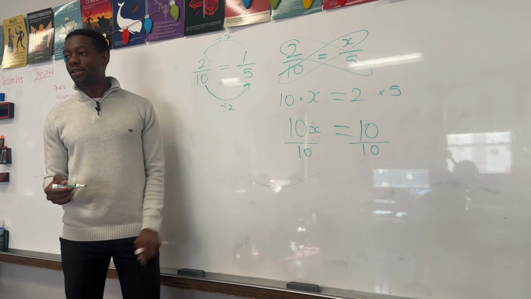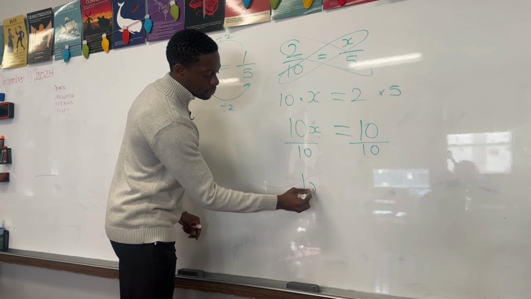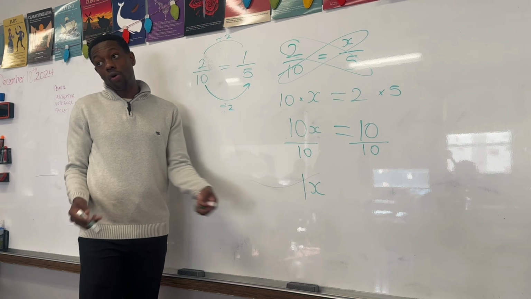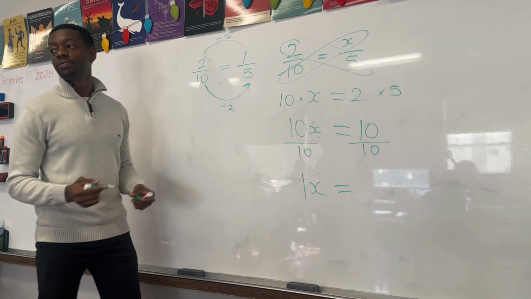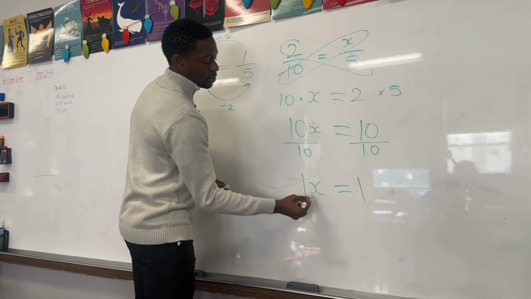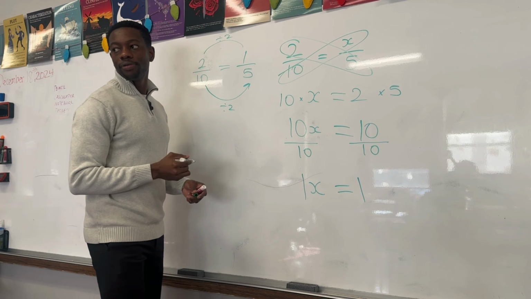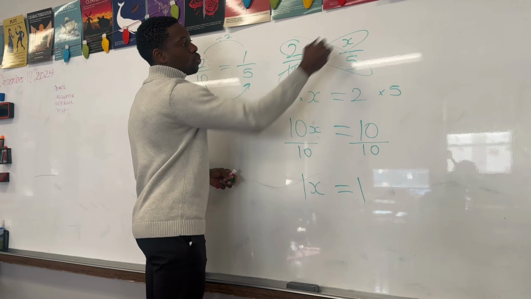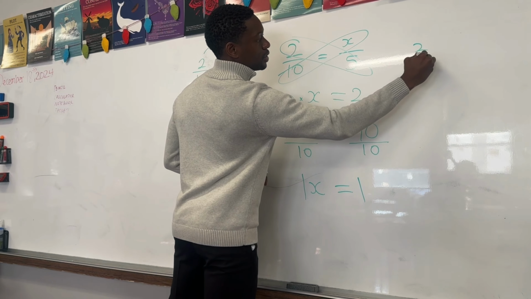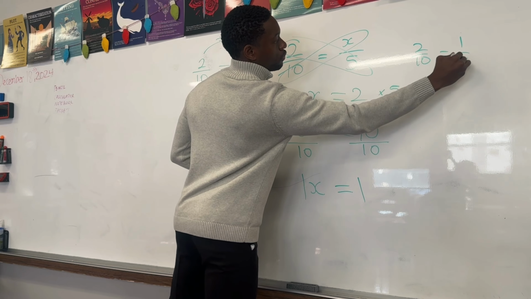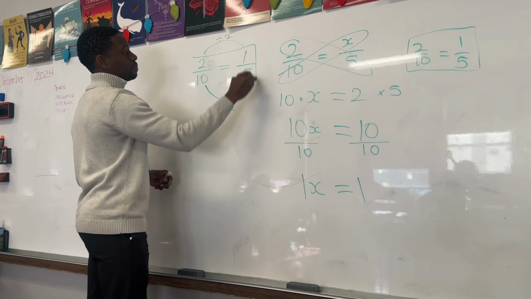Now, 10 divided by 10 is what? 1, right? I drop down my x. So this would be 1x, or x by itself, equal to what's 10 divided by 10? 1. So x is equal to 1. So that number I was looking for that we didn't know up here is actually 1. So this is basically saying 2 over 10 is equal to 1 over 5. So this here is the same thing as what we got here.